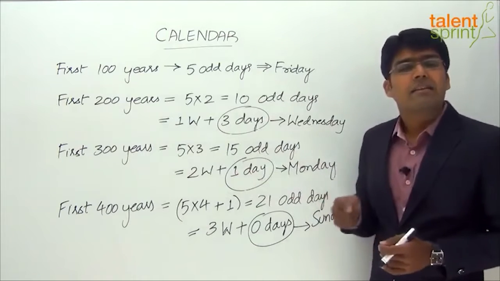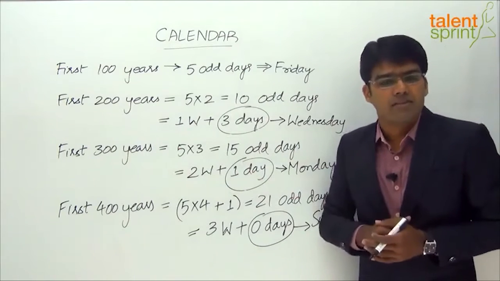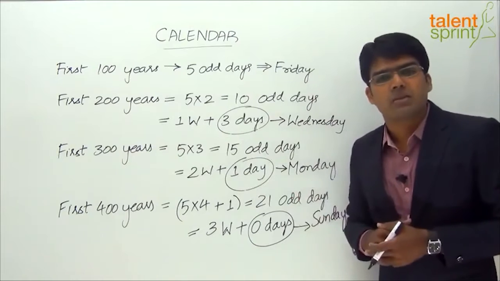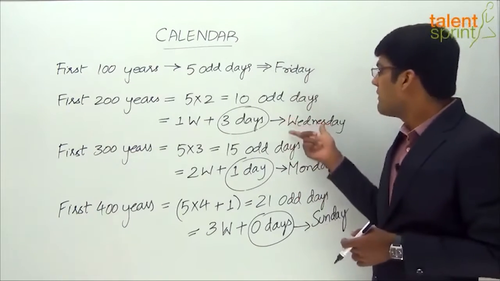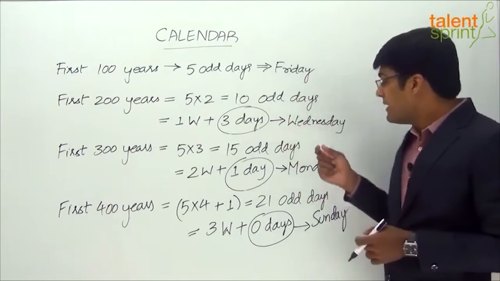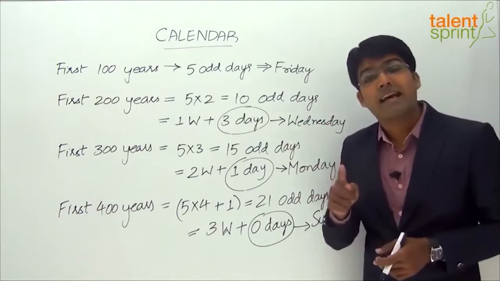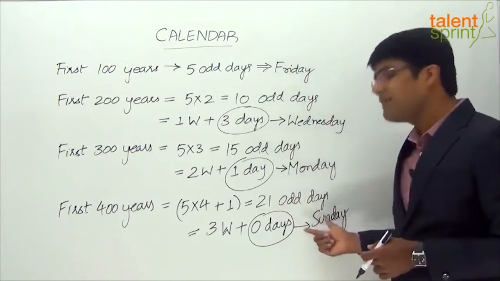And this cycle continues to repeat itself. So if you ask what will be the last day of the 9th century? The 9th century's last day will be Friday. The last day of the 10th century will be Wednesday. The last day of the 11th century will be a Monday. And the last day of the 12th century again will be Sunday.